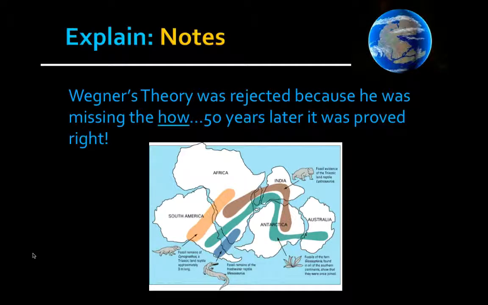So sadly, these two pieces of evidence, the fact that they fit together like puzzle pieces, and the fossils that he found of different organisms, a lot of the scientists of his time back in the early 1900s rejected his theory. He was not able to tell them how exactly the continents broke apart. And this mechanism will be discovered 50 years later, which we'll talk about tomorrow.